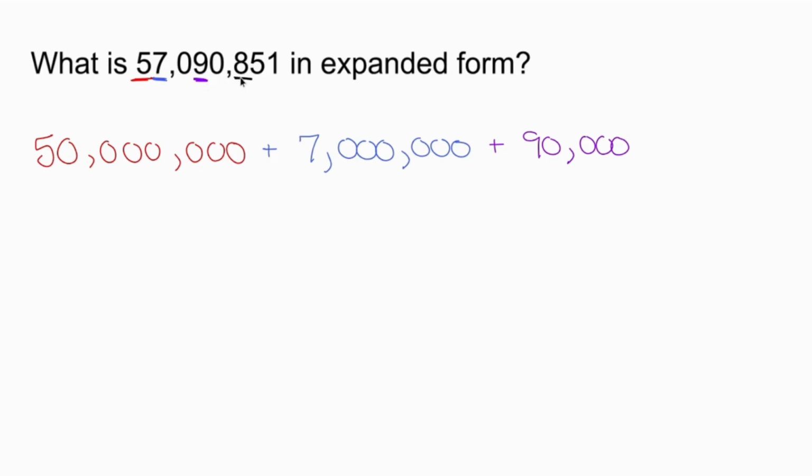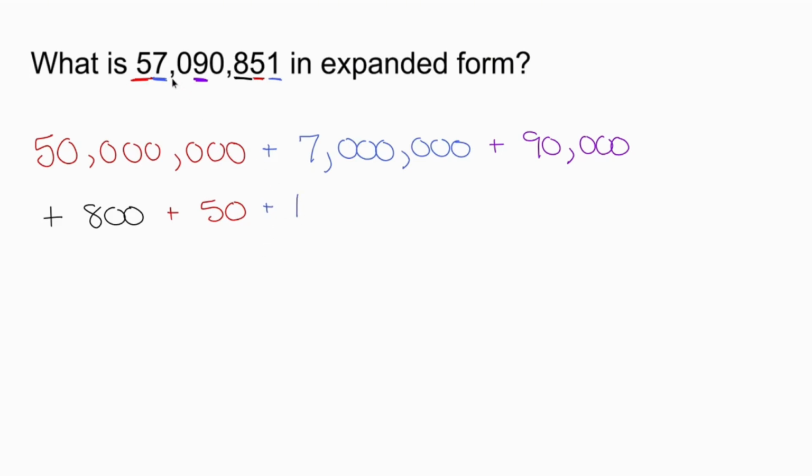That 8 is in the hundreds place value. So down here, let's add 800. That 5 is in the tens place value, so let's add 50. And last but not least, that 1 is in the ones place value, so let's add 1.